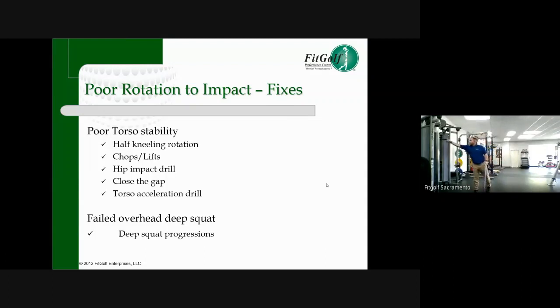So before I add resistance to a rotation, just starting above that, the half kneeling rotation is I'm going to stay in the half kneeling position, right? And I can use a club just to stabilize me, right? Because the problem is if I just move my shoulders, I'm not rotating, okay? So when I lock up my shoulders, I'm actually working on rotating the thoracic spine in both directions. So I want to make sure they have the ability to move.